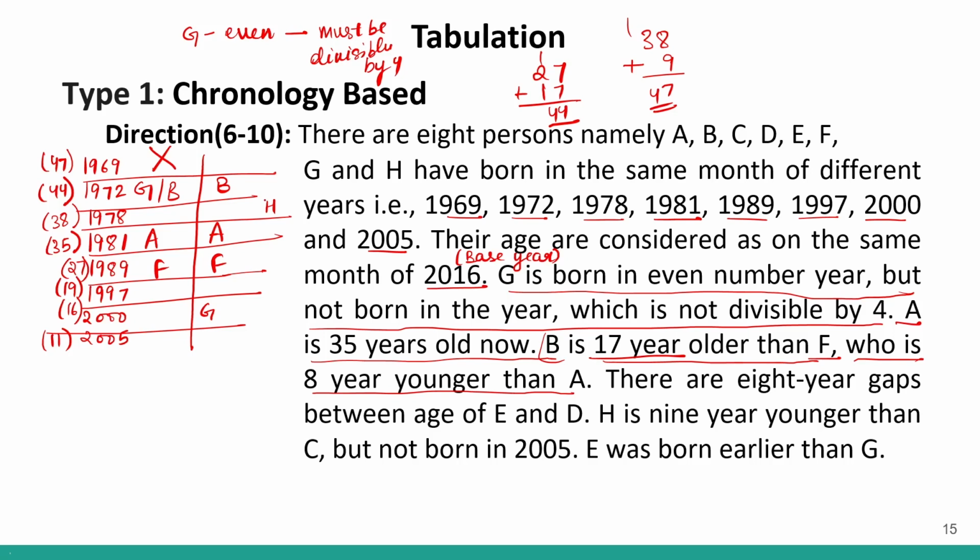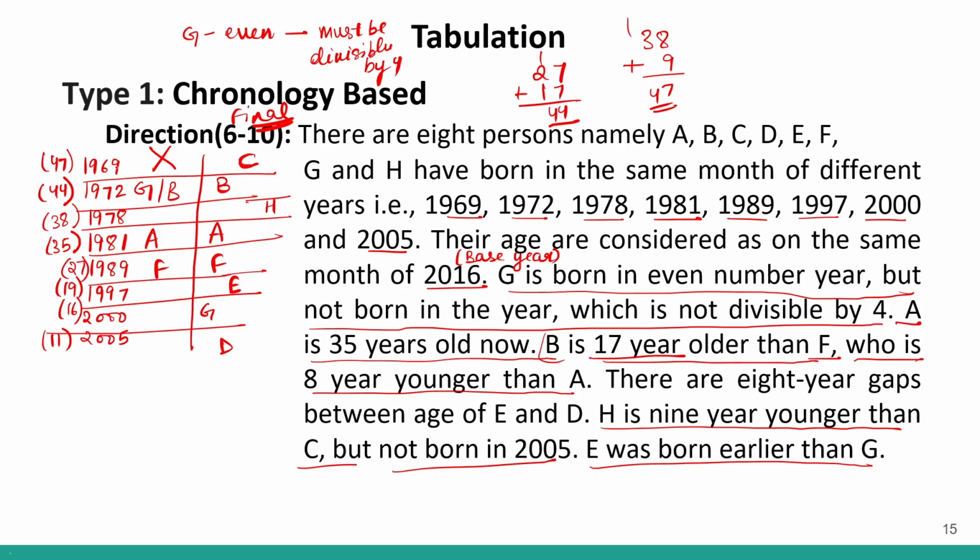That means H is 9 years younger than C. C will come over here. Correct? H is 9 years younger than C but not in 2005. That means C will come over here. H will come over here. Now we have two positions, E and D. Okay. Over here it is given E was born earlier than G. So definitely E will come over here and D will come over here. But now let us check the gap. E is 19 years old, D is 11 years old, so the gap is definitely 8 years. So this will be the final arrangement.